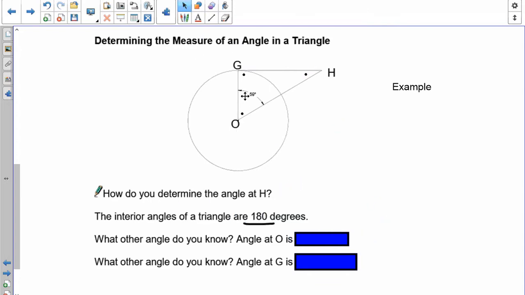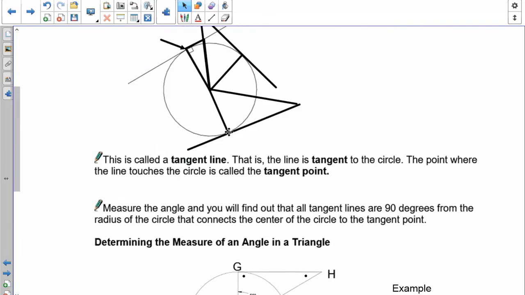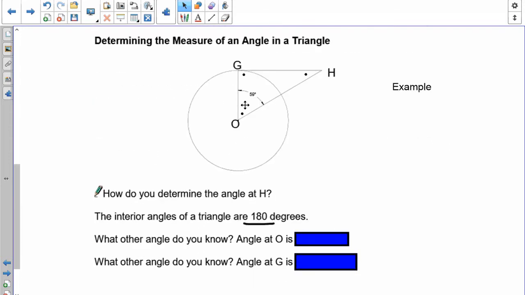So if we know that this triangle has to have an interior angle sum of 180 degrees, what we're looking for is, what is angle H? We don't have to look for angle G, because we know that angle G is at a tangent point. And we just discovered earlier that any tangent point on the circle is 90 degrees. So that means that angle G is 90 degrees.